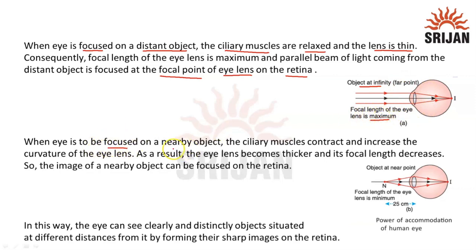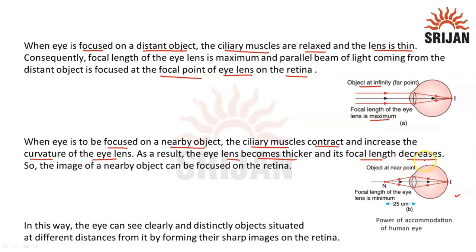Now when the eye is to be focused on a nearby object, the ciliary muscles contract and increase the curvature of the lens. Now if you see in this particular scenario, the width of the eye lens, or its thickness, is far more than in this particular position, right? So in this case, the ciliary muscles contract and increase the curvature of the eye lens, leading to the lens becoming thickened and decreasing its focal length so that a sharp image is formed at the retina.